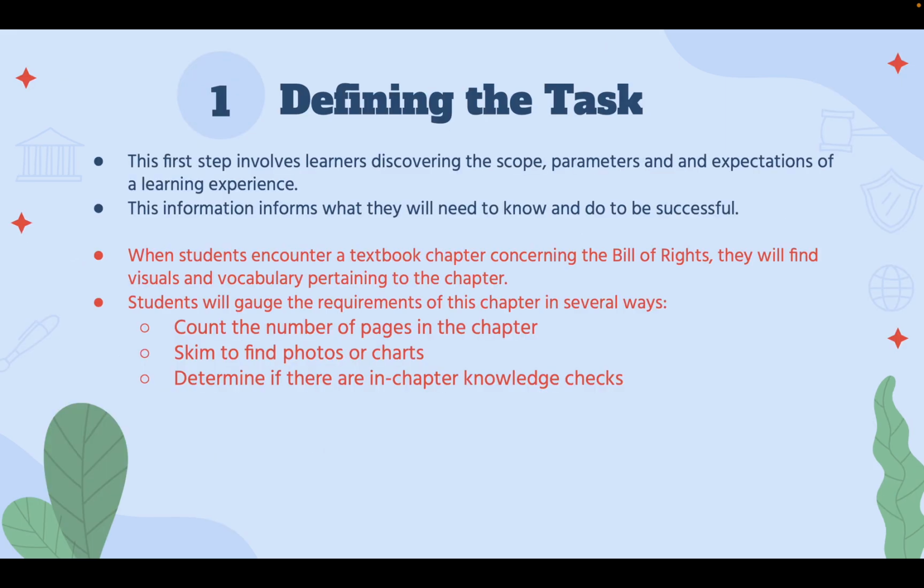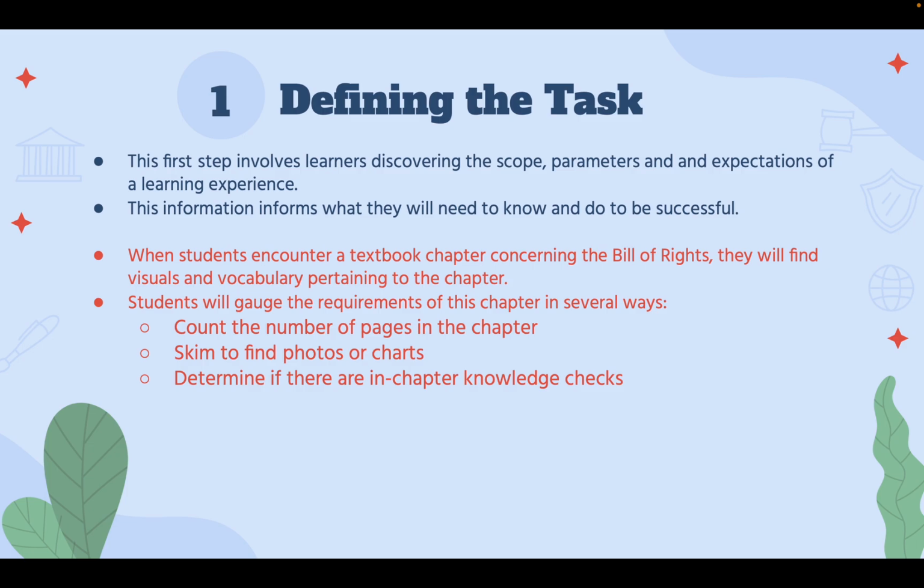The first step is to define the task. This involves learners discovering the scope, parameters, and the expectations for what they will learn. This information will inform what they need to know and what they will need to be able to do in order to be successful. For this example, when students encounter a textbook chapter about the Bill of Rights, they'll find plenty of visuals and vocabulary pertaining to the chapter.